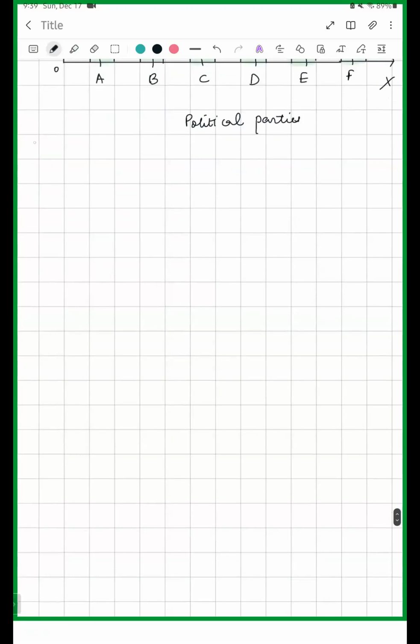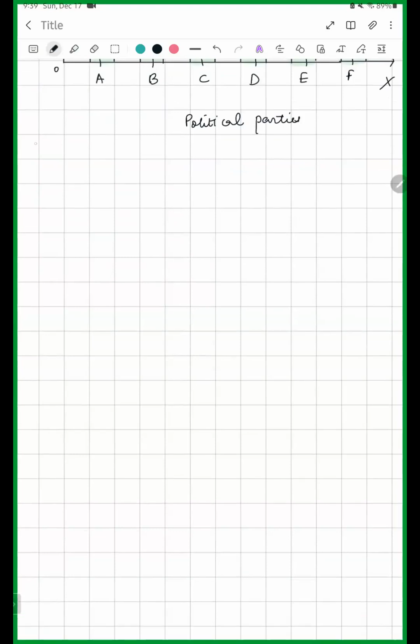Till question number 3 of the exercise. Now we're going to do question number 4. So in this we come across something that is called histogram.